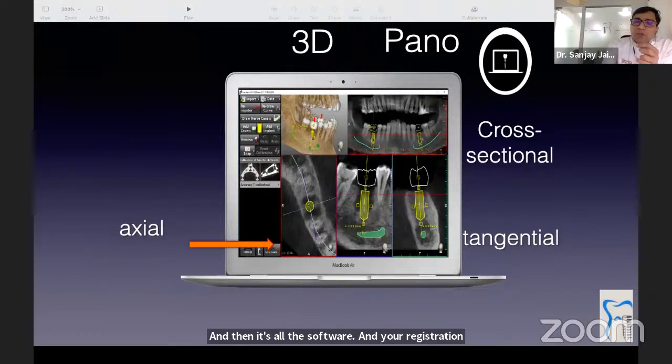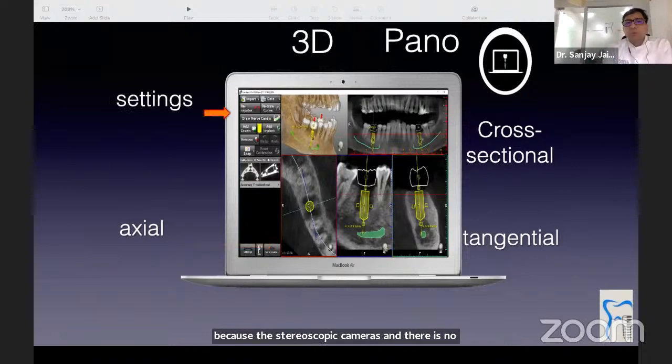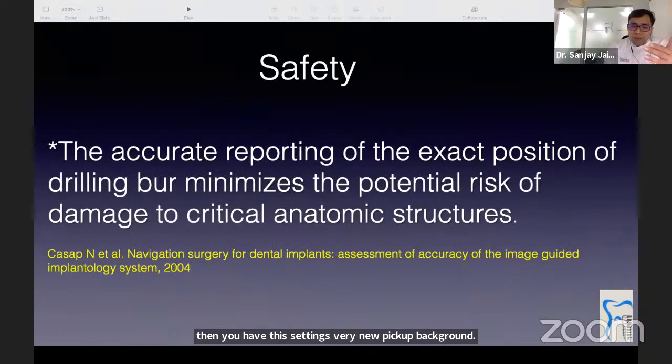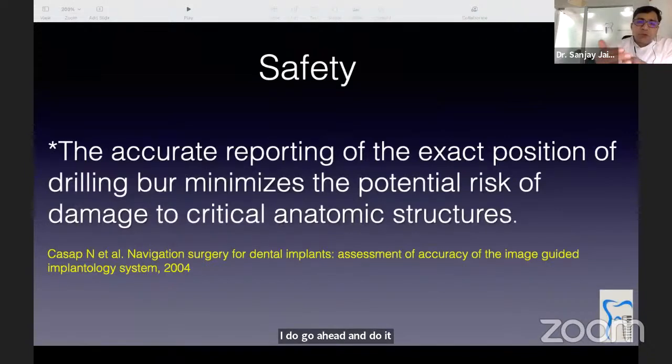So all these images that you see in real time are because of the stereoscopic cameras, and there is no radiation involved in this. And then you have these settings wherein you pick up a crown, you pick up an implant, you pick up the abutment, and you go ahead and do it. Why I'm going a little fast is because I want to show you clinical videos where I'll show you every aspect of this.